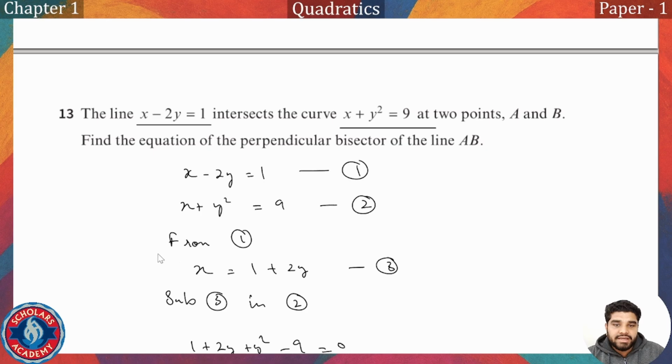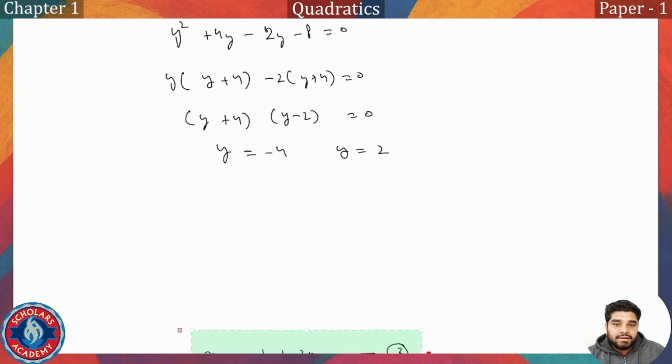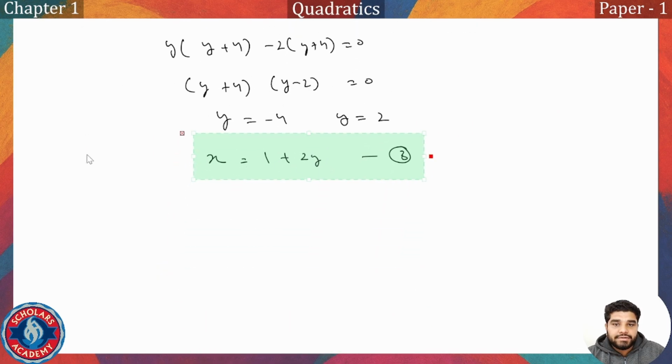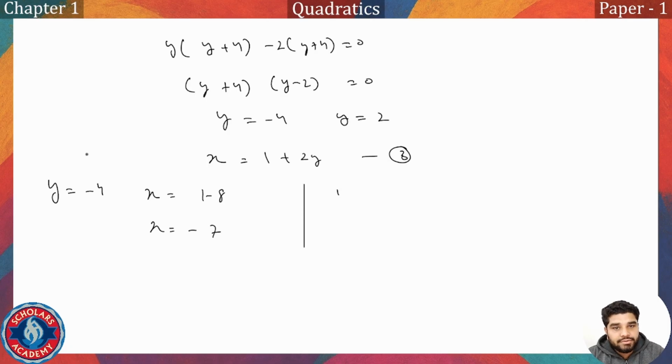If I substitute these back in equation number 3, I can get my answers for x. So if y is equal to -4, substituting it in equation number 3, I will get x is equal to 1 minus 8, so x is equal to -7. And if I substitute y is equal to 2 in equation number 3, I get x is equal to 1 plus 4, x is equal to 5. All right, so these are the values for my x and y.